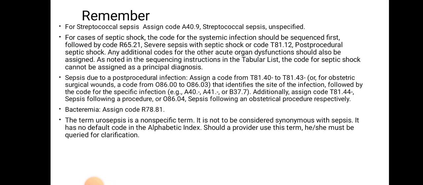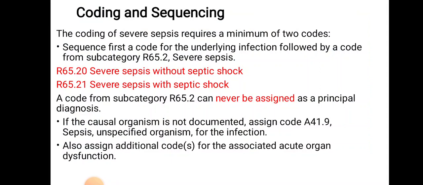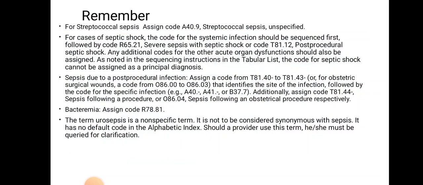Any additional code or the acute organ dysfunction should be coded as additional diagnosis. And as noted in the sequencing instruction in the tabular list, the code for the septic shock cannot be assigned as the principal DX. So we have already mentioned in the previous slide that a code from subcategory R65.2 cannot be assigned as principal diagnosis. So septic shock cannot be coded as a principal DX.